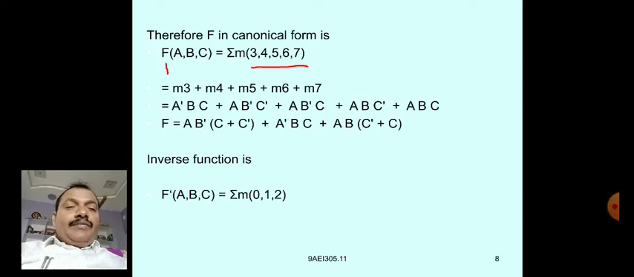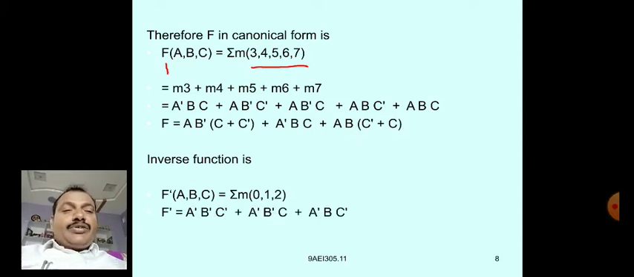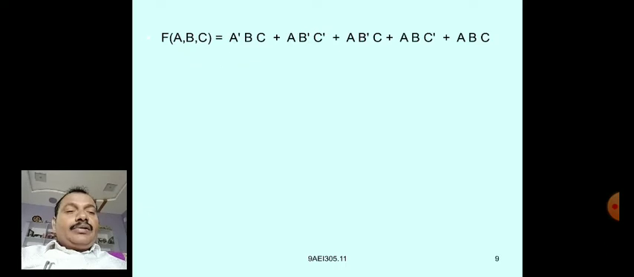The inverse function is the F2, already we have discussed. For the F2, what are the minterms? Sigma m 0, 1, 2. At these positions only in the truth table, F2 is having the value 1. Hence the inverse function Boolean expression can be expressed as sigma m 0, 1, 2. So this is the way of writing Boolean expressions.